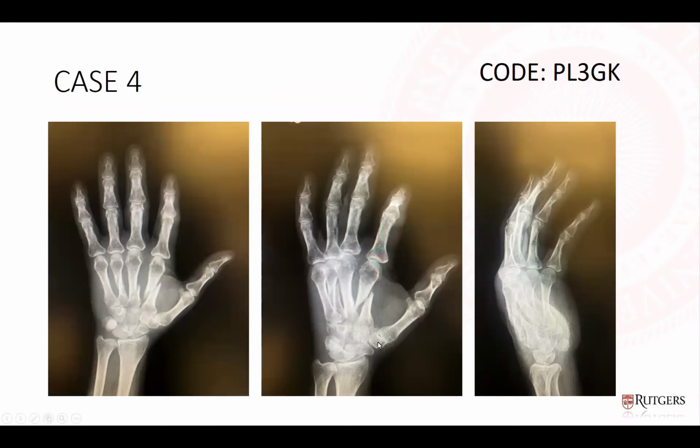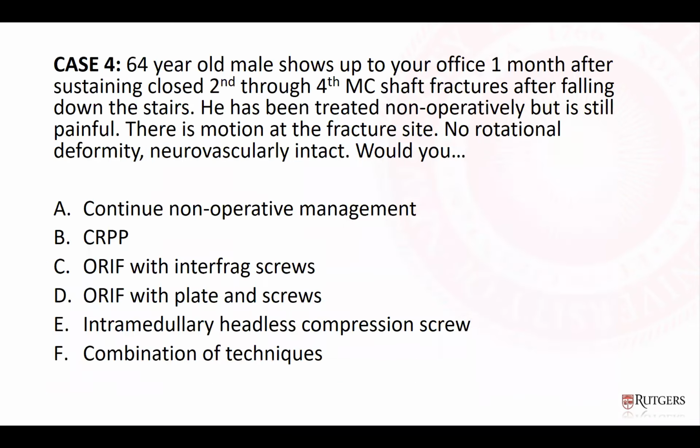Case four, this is a hand series showing second through fourth metacarpal shaft fractures. Second is kind of a short oblique. The third, the long finger, is more of a base fracture, proximal shaft fracture, and the ring finger is kind of a long oblique. So 64-year-old male, 1 month after sustaining closed second through fourth metacarpal shaft fractures after falling down the stairs. He had been seen in the office previously and attempted non-operative treatment, but is still painful with motion at the fracture site. No rotational deformity and neurovascularly intact.